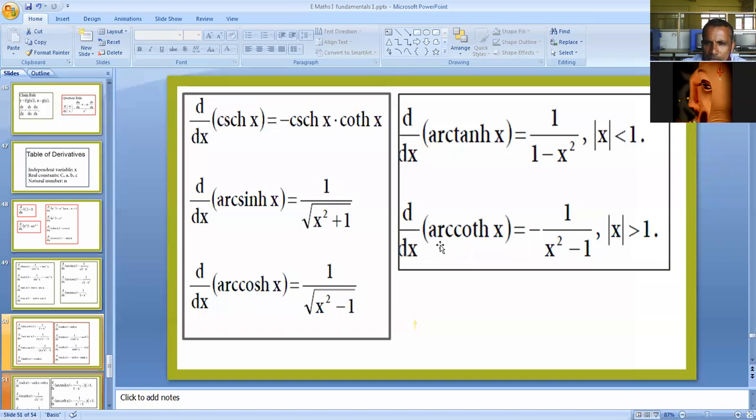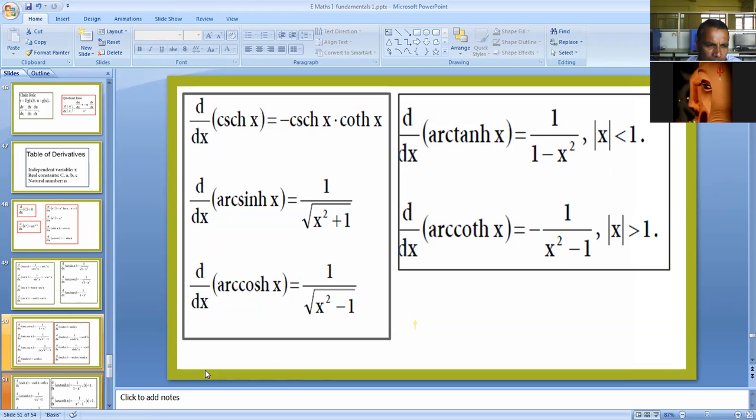Okay, now see, what is next? Cot hyperbolic inverse of x. And what is that? Minus 1 upon x square minus 1. Here the magnitude of x should be greater than 1. If not, it will not exist. That is, mod of x should be greater than 1. Only if it is greater than 1 can this term be positive. So these conditions are given here in this formula.